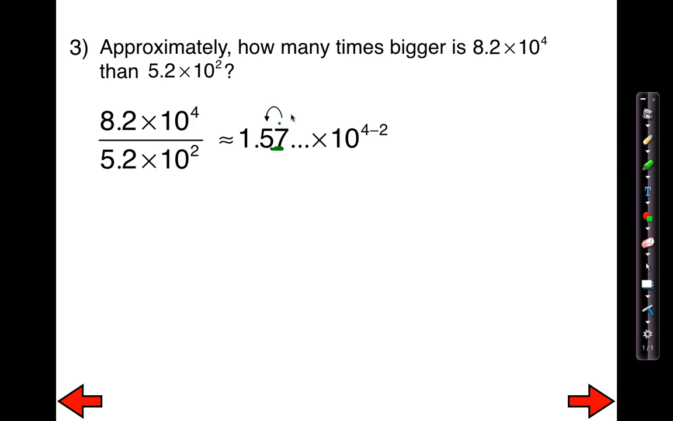Because again, when I'm asking you to divide exponents, if it repeats, my rule of thumb is to round to the nearest tenth. So here that would be rounded to 1.6 times 10 to the second power because we went ahead and subtracted the exponents here, 4 minus 2, which is 2.